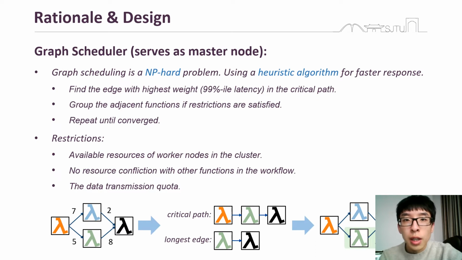It will find the edge with the highest weight in the critical path of the DAG, then group the adjacent functions into the same subgraph if restrictions are satisfied. For example, the algorithm will merge the green and the black functions into the same subgraph, and then start the next iteration.